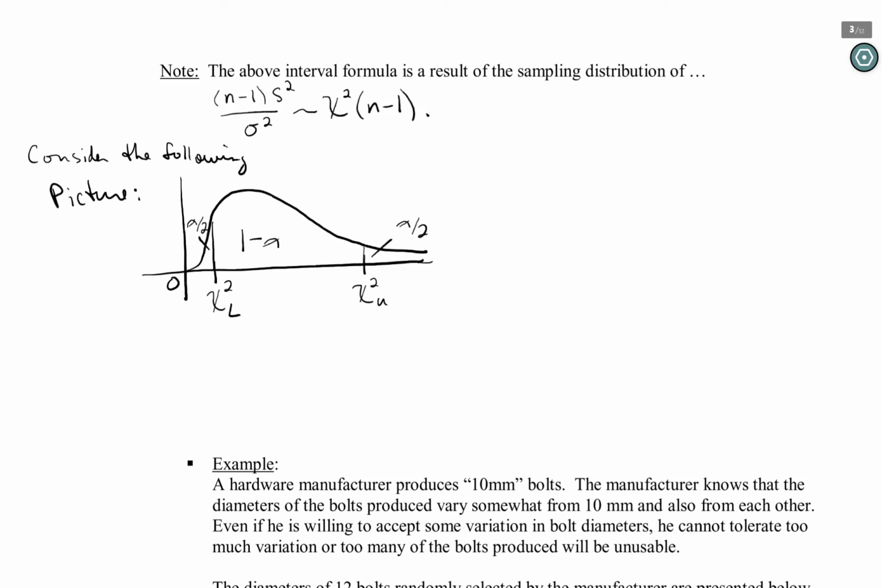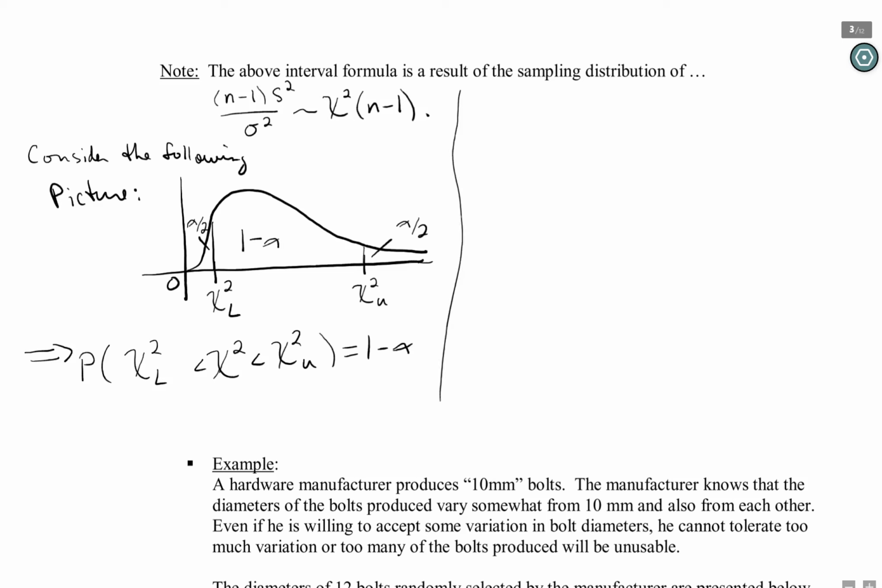Okay, so with that picture in mind, that would inform us that the probability that any chi-squared variable being between chi-squared L and chi-squared U, that probability is 1 minus alpha. The area under the curve between these two values is 1 minus alpha. So anything that follows a chi-squared distribution I can plug in here, and that probability statement would still be true. So I'm going to move along up here.